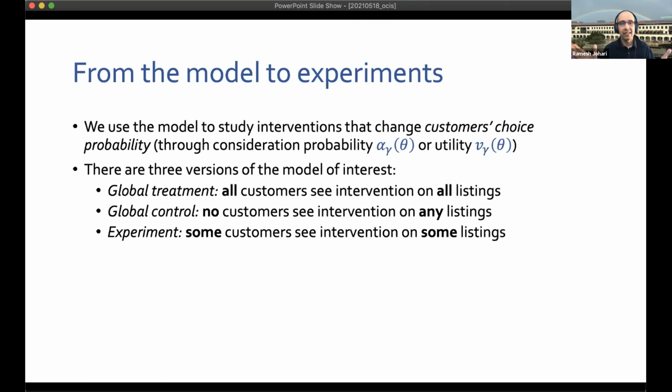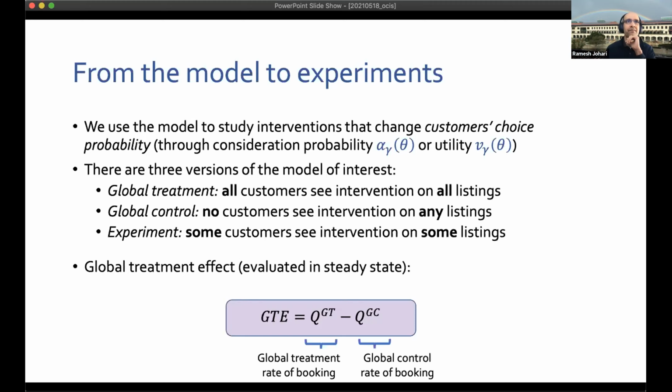All customers see the intervention on all listings. Another version is global control, where no customers see the intervention on any listings, where alpha and V are the control alpha and V. And then you have an experiment, and I'm going to leave this a bit vague for now, where some customers see the intervention on some listings. Which customers and which listings, we'll define more precisely in a little bit.